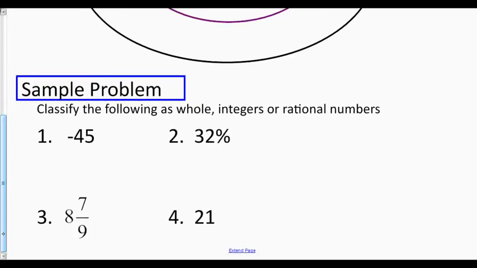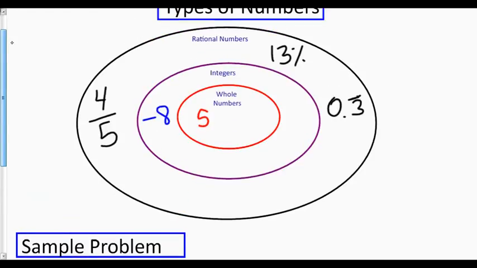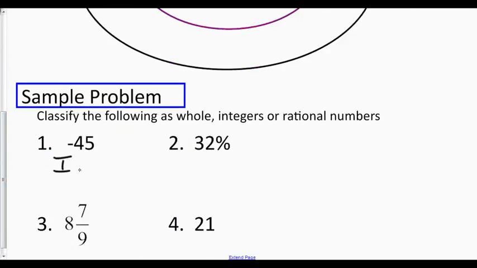So I want to classify the following as whole, integers, or rational numbers. I look at -45. I know it's not a whole number, but I do know it's an integer. And if it's an integer, it's also a rational. You can see that here. If it's in this integer circle, it's also part of the rational oval. So if it's an integer, it's also rational.